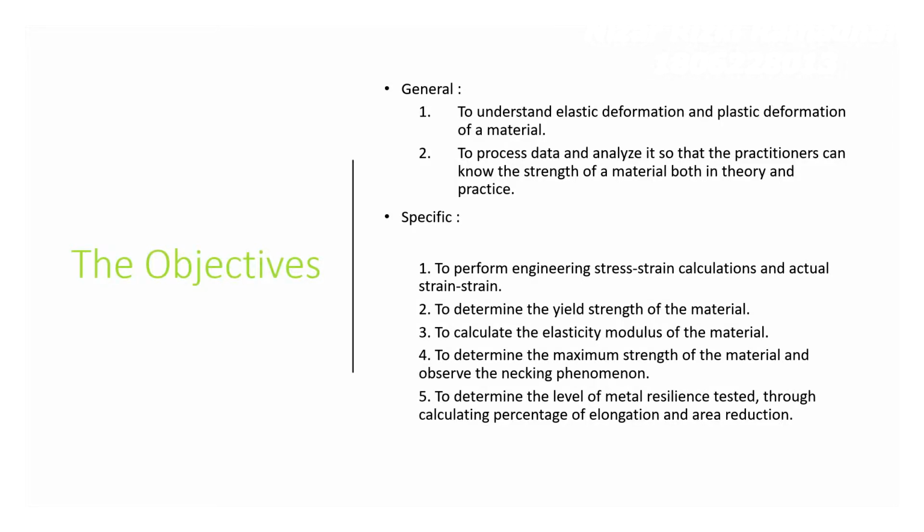There are two types of objectives in this experiment. The general objectives are to understand the elastic deformation and plastic deformation of a material, and to process and analyze data so we can know the strength of a material both in theory and practice. Specifically, we are doing this experiment to study engineering stress strain calculations and actual stress strain, determine the yield strength, determine the elasticity modulus, determine the maximum strength, observe the necking phenomenon, and determine the level of metal resilience by calculating the percentage of elongation and area reduction.